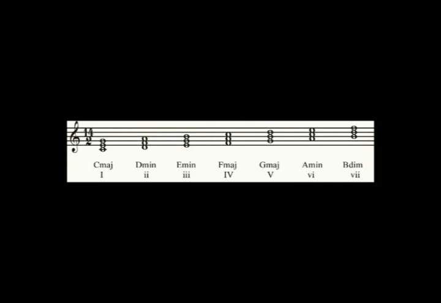Now, each of these has its own extensions that coincide with the mode, but that is another story. You'll notice also B diminished, the 7, is lowercase like minor, yet it's a diminished chord. That means it has a flat fifth, but it has a minor third, so it's lowercase like the minor.